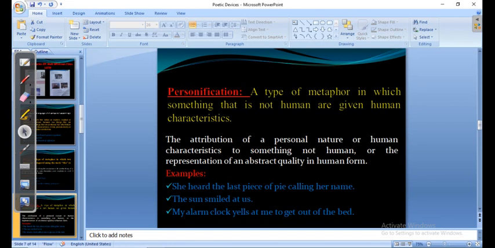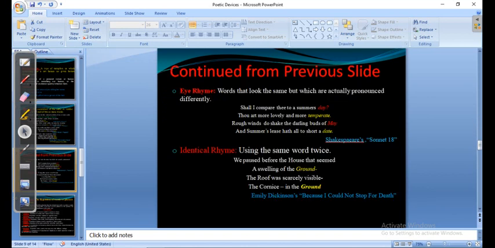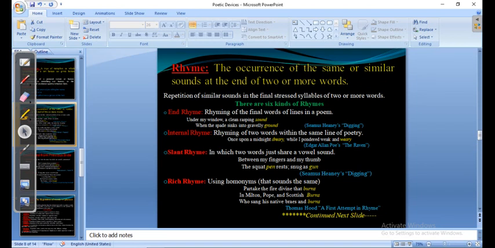Another device for you is rhyme. What is rhyme? Rhyme is when the two words at the end of each line are pronounced similarly. It is the repetition of similar sounds in the final stressed syllables of two or more words.